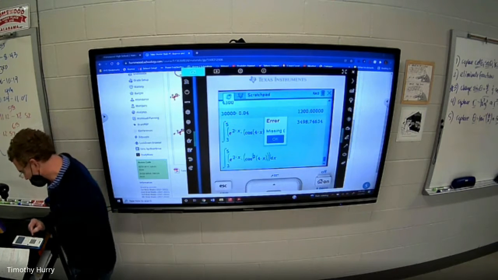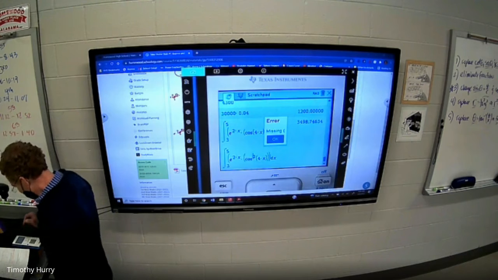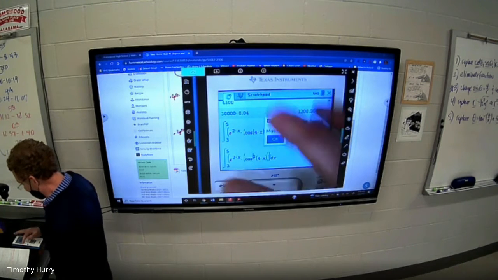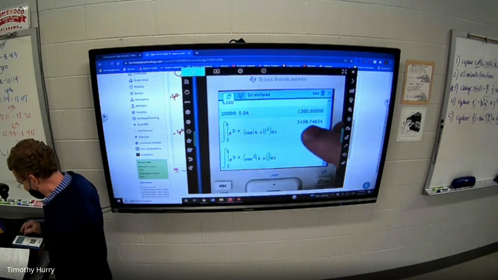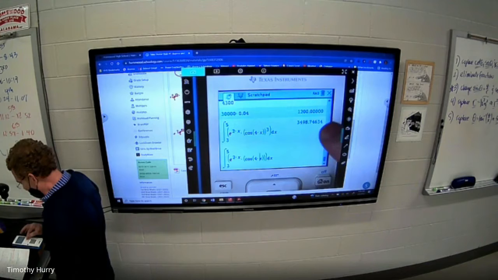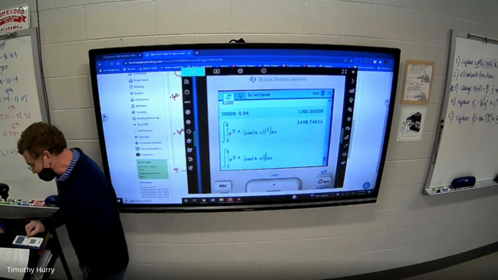Missing a parentheses. Yeah, I don't know where it would go either, because I'm not missing one. I think it's just freaking out a little bit, and again, I don't know why. So whether you have an Inspire or not, look, guys, it's really easy.